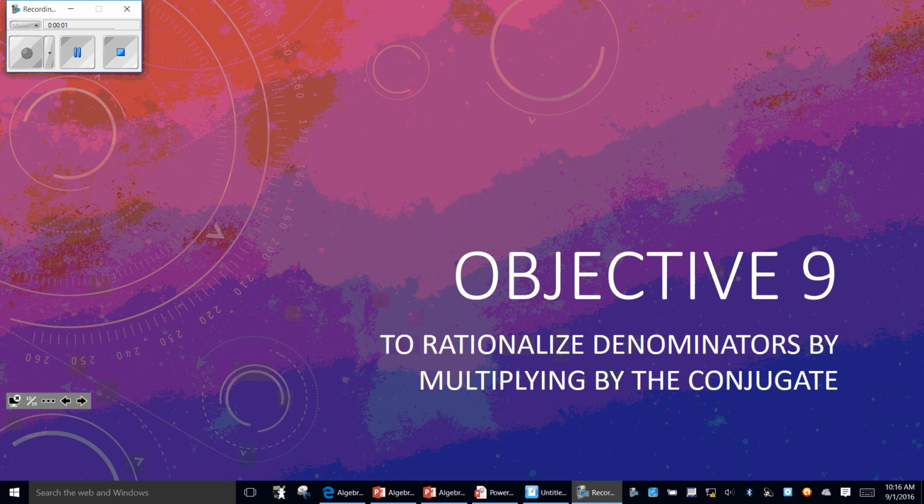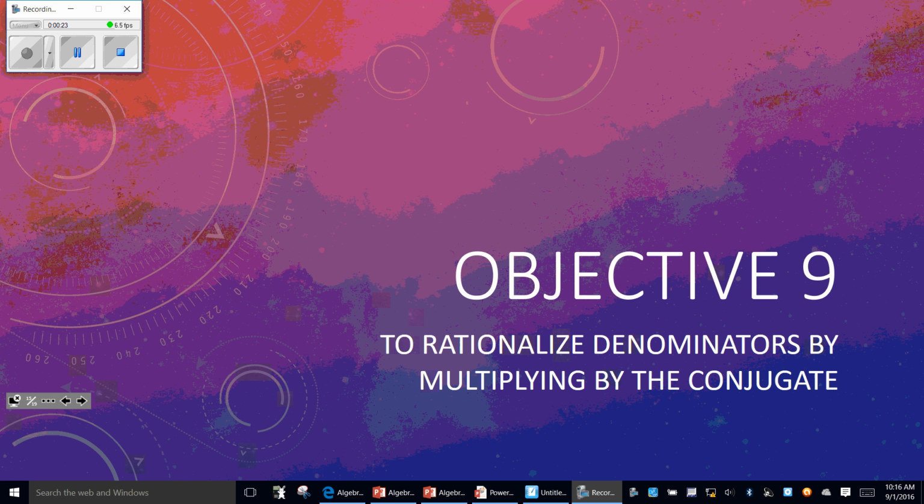So we're going to pick up where we left off yesterday. We were adding, subtracting, multiplying, and dividing. We looked at rationalizing a little bit yesterday, but we're going to continue on. We've rationalized single radicals, right? And so how do you rationalize a single radical?